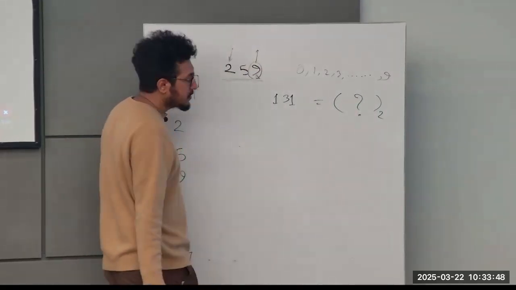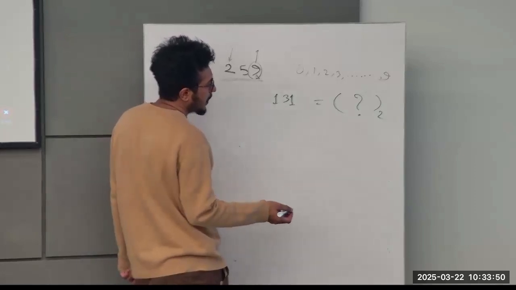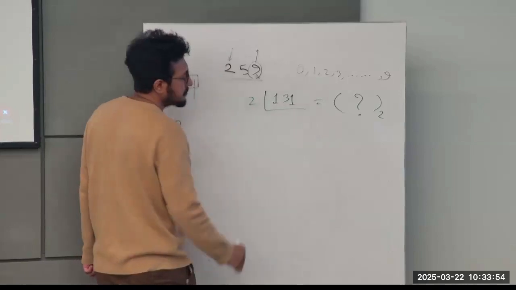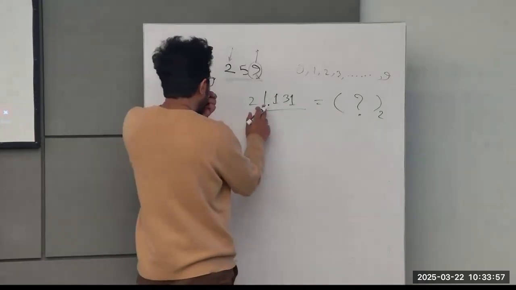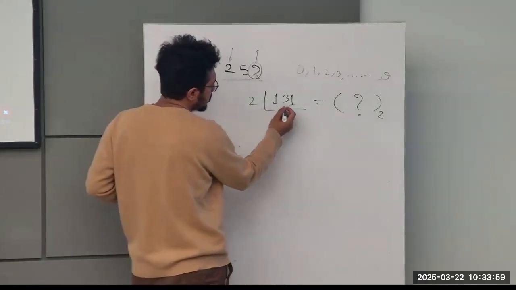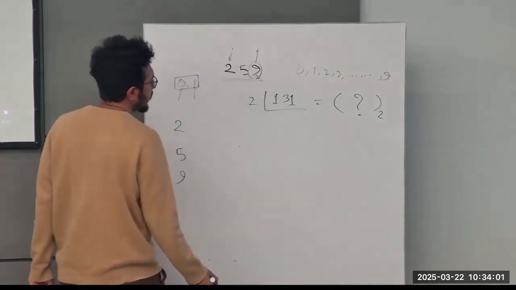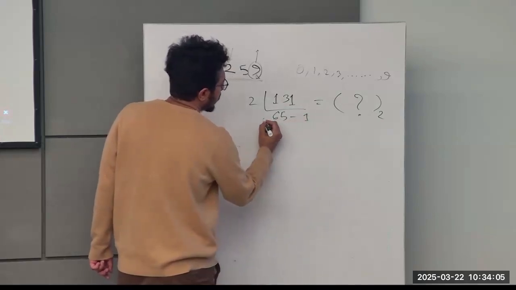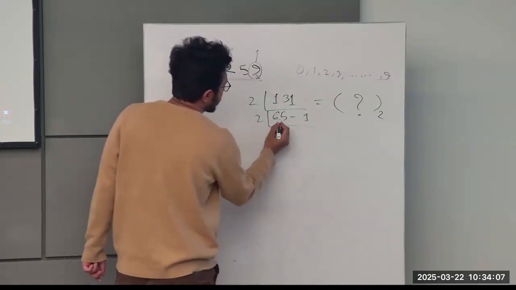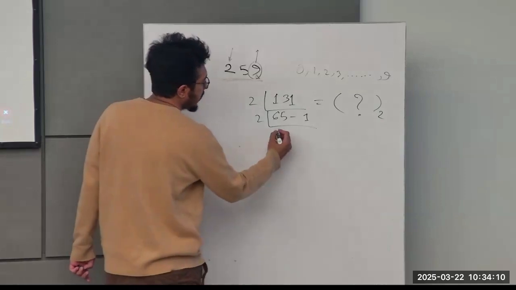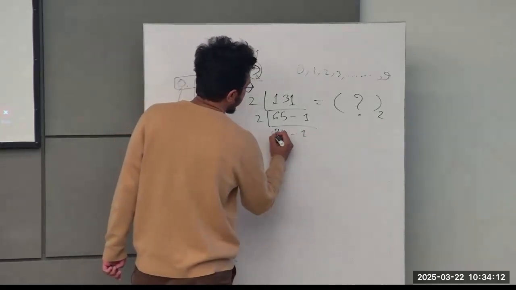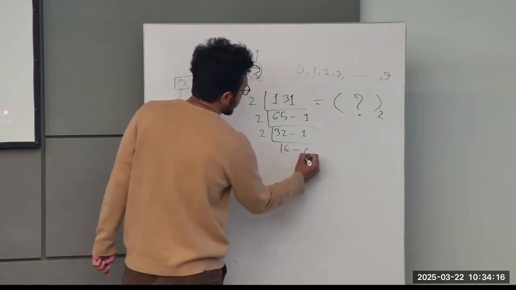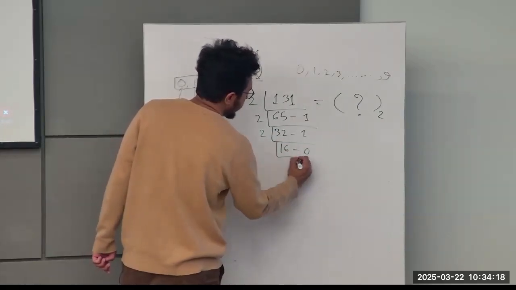For getting the result, what you need to do is divide it by 2. If you divide 131 by 2, we have 65 and 1 remainder. Then if I divide 65, we have 32 and 1 remainder. Now if I divide 32, we have 16 and 0 remainder.